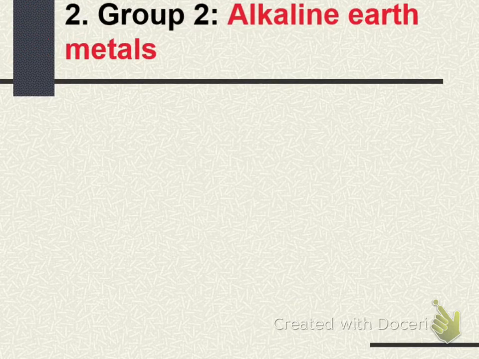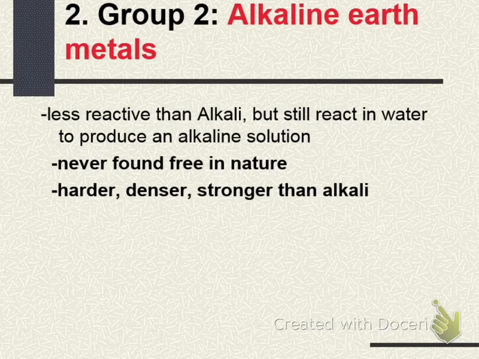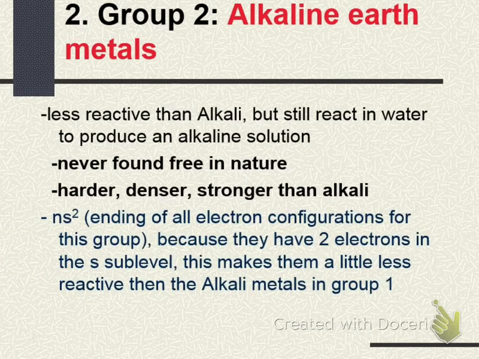That brings us to the alkaline earth metals, which is group 2. They are less reactive. They are also not found free in nature. And they're harder, denser, and stronger than the alkali metals.